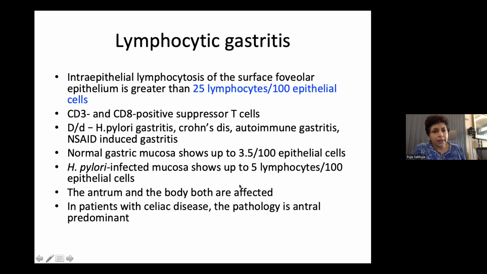Lymphocytic gastritis, again, is usually as in lymphocytic colitis, but I'm not going to go into details. The only important thing here to remember is this can occur.